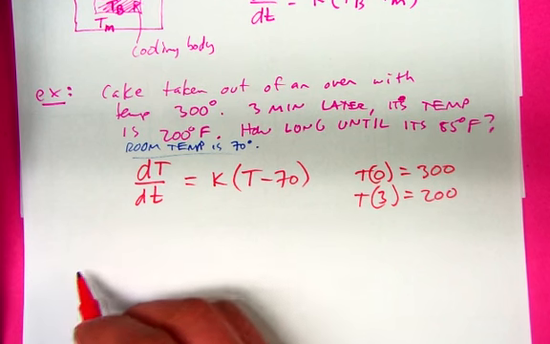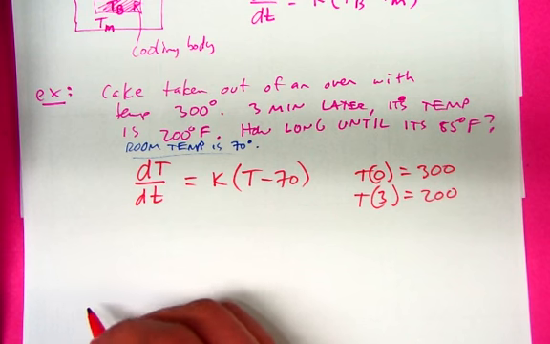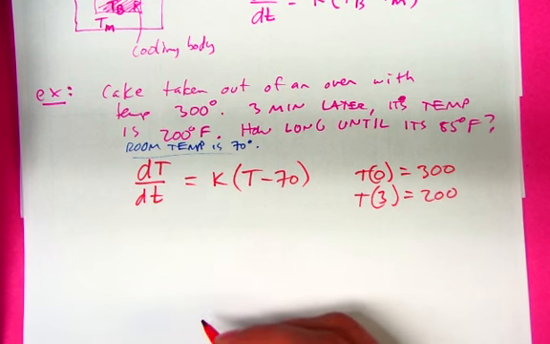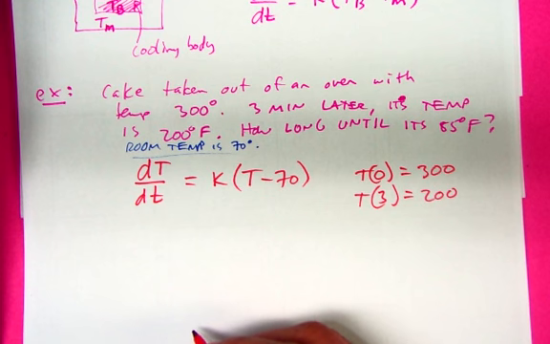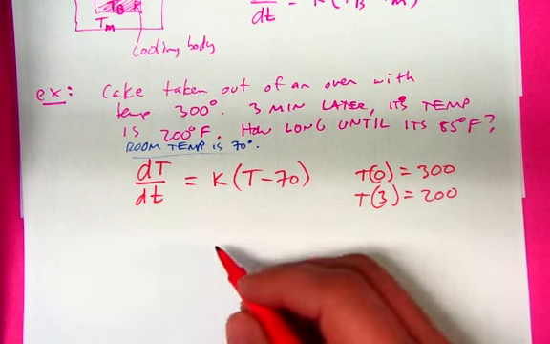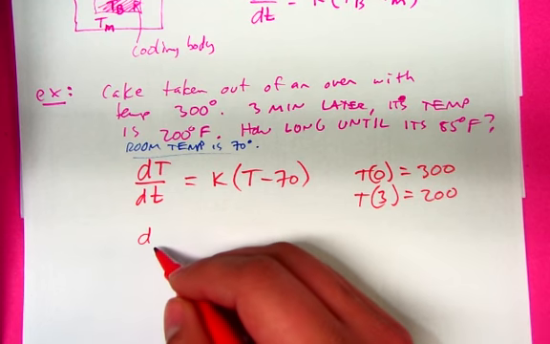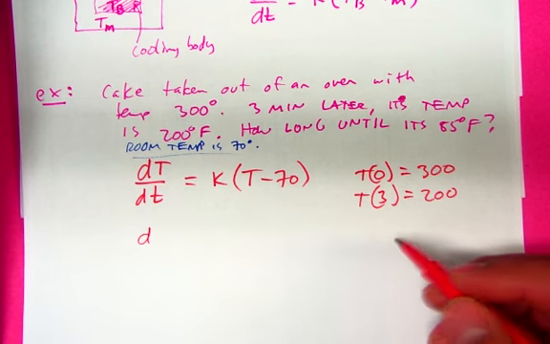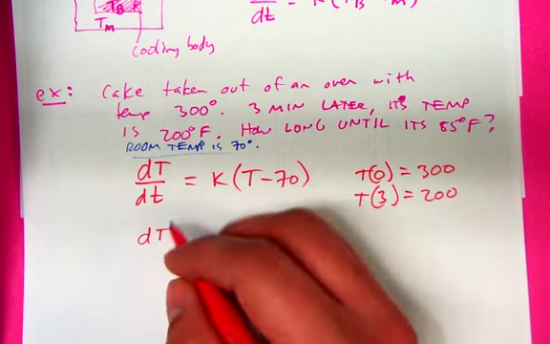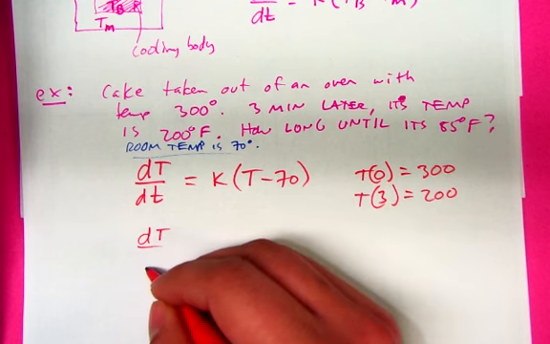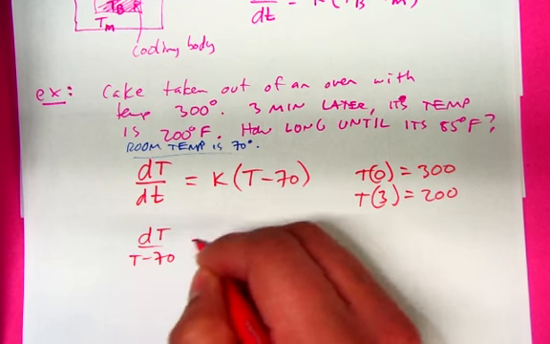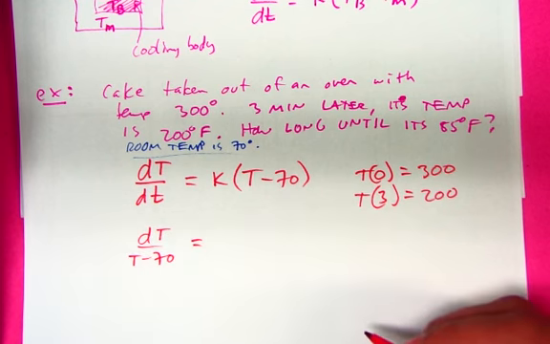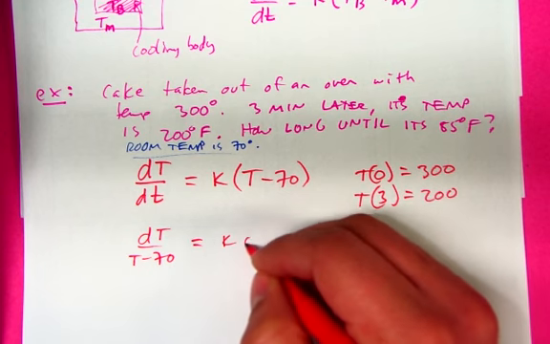So let's solve. How do we solve? Separation. Separate variables? Okay. How would you have done it? I was thinking linear, but that's okay. dT over T minus 70 is going to equal k dt.